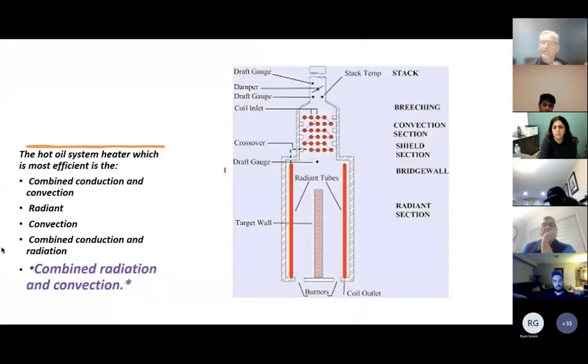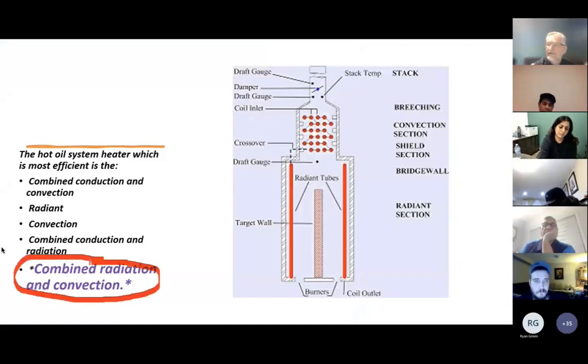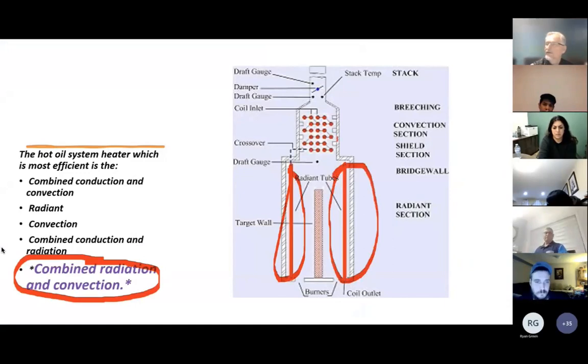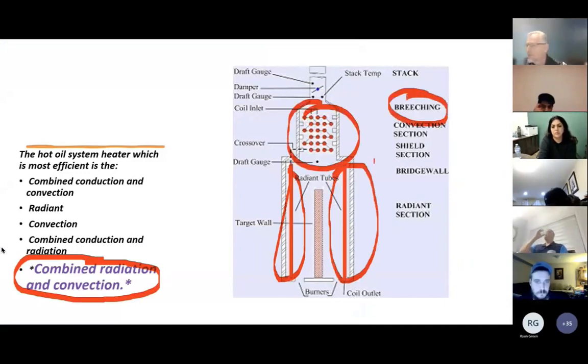One more slide. Best hot oil, most efficient hot oil heater system has combined radiant tubes in here, and convection tubes in the breeching. Okay. That is all, folks.